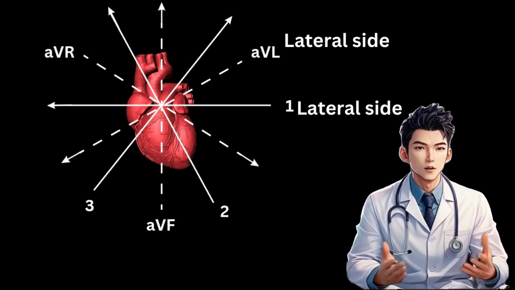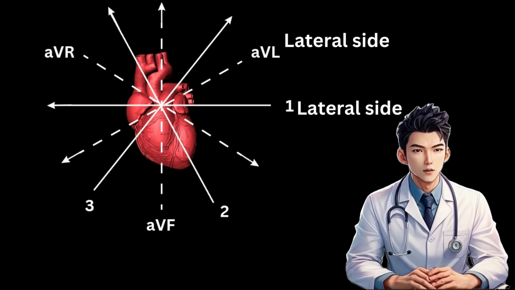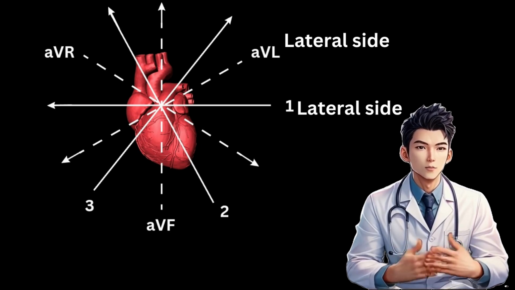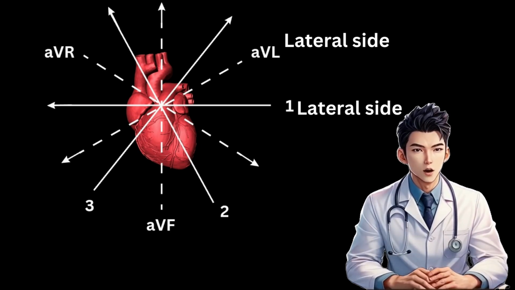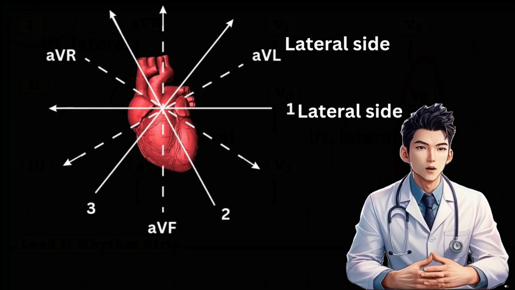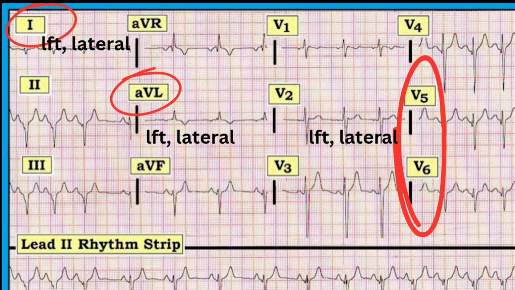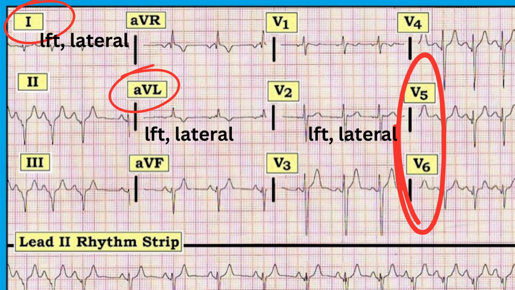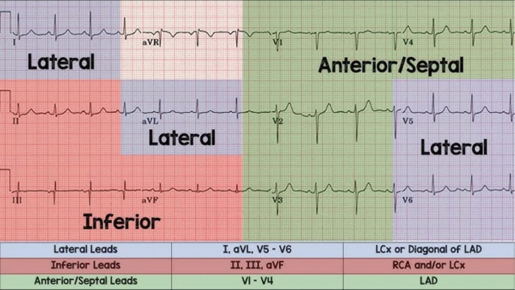Leads V5, V6 are also looking at the lateral aspect of the heart. So if there is a lateral wall MI, you will see changes in lead 1, lead AVL, lead V5, lead V6. Now this is the importance of understanding the different leads of the ECG, because when you know which lead represents which part of the heart, you can easily tell where the problem in the heart is.